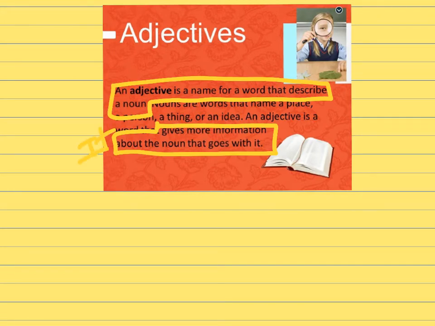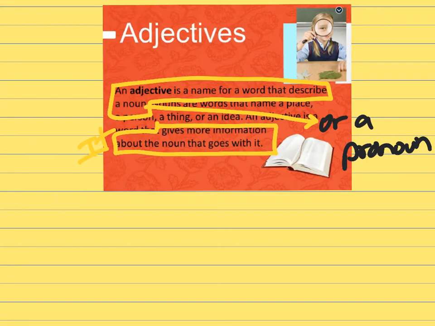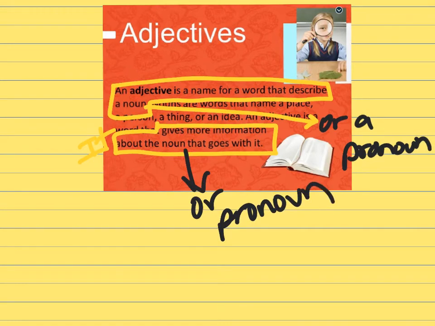But there's something I want you to add. It says a noun. What we're going to add is or a pronoun. You can describe pronouns too. You can say he is fast. And in that case, the adjective describes a pronoun. It gives more information about the noun or pronoun that goes with it. So pause this video and take a moment to write that down in your notes.